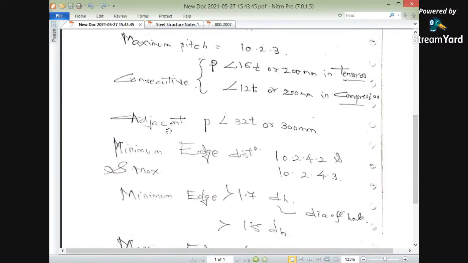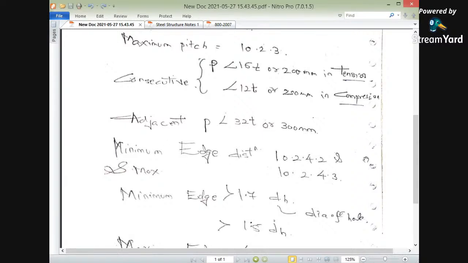If there are adjacent plates, consecutive plates, so these are the tension and compression members. If there are adjacent plates, what is the maximum pitch value? P stands for pitch. It should be taken as not greater than 32 times T, where T stands for the thickness of the plate, or 300 mm.